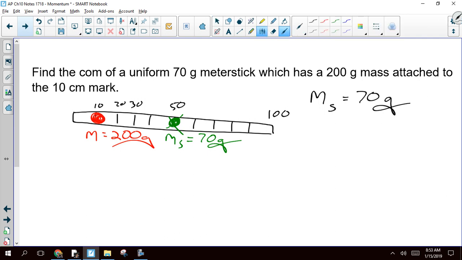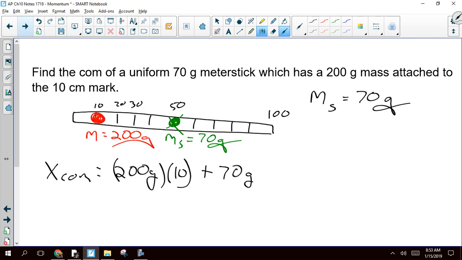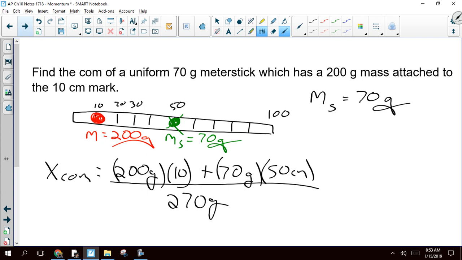So the position of our center of mass is the mass of the 200 gram thing times its position, which is 10 centimeters, plus the mass of the stick, 70 grams, times its position, 50 centimeters, divided by the total mass, which is 270 grams, right? And find your position.